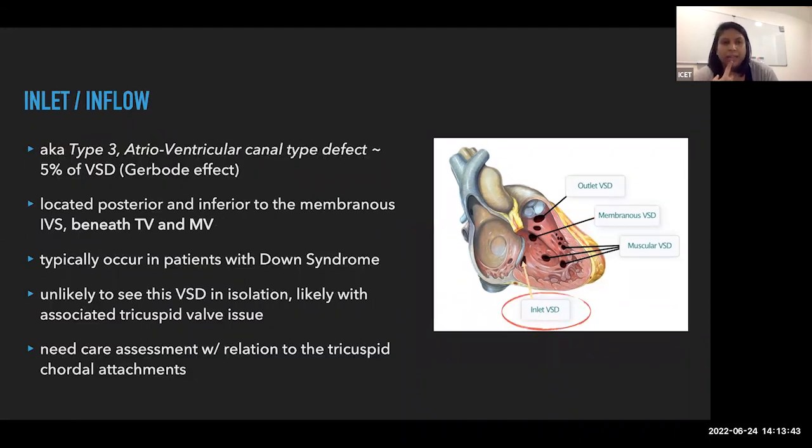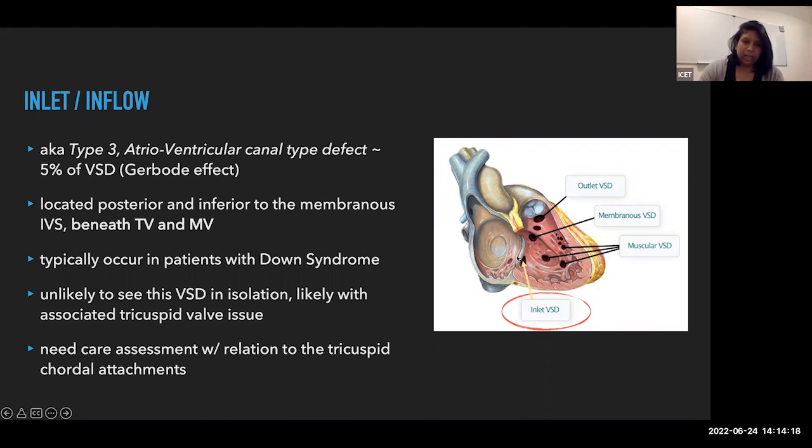Next is the inlet or inflow tract. This is one of the muscular VSDs. It's also known as a type 3, annoyingly, and as an atrioventricular canal defect. These make up 5% of VSDs in total. These are located just below the tricuspid valve and the mitral valve. They are very common in patients who have Down syndrome.